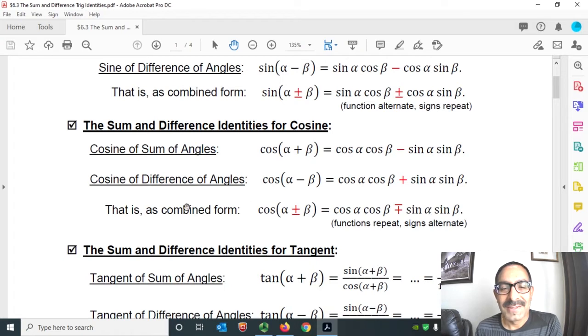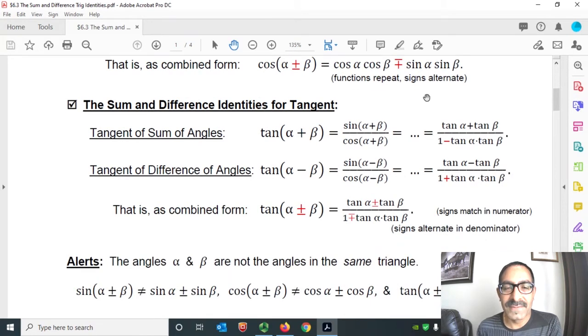Awesome. Similarly, the cosine of the difference of angles alpha minus beta turns out to be cosine alpha cosine beta plus sine alpha sine beta. We can combine these two identities together. So here the cosine functions repeat, the sine functions repeat, but the sign plus minus alternates to minus plus. Great. I hope this makes sense to you all. Now let's move on.